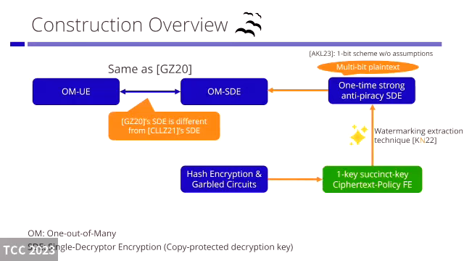And we can construct our single-key, succinct-key ciphertext-policy FE by using hash encryption and garbled circuits. These tools can be instantiated with the standard LWE assumption. So we can achieve our construction by using the LWE assumption.